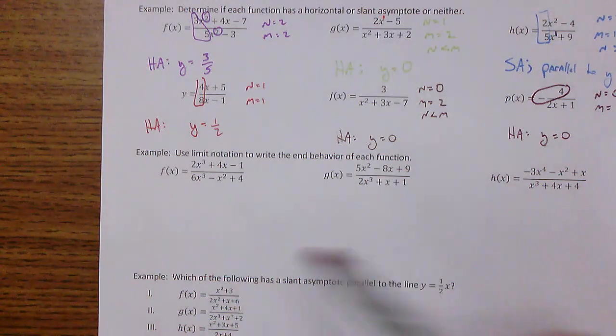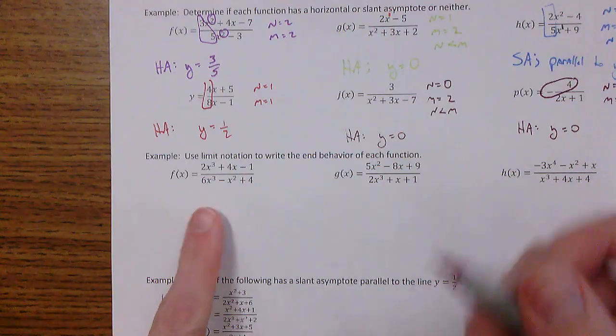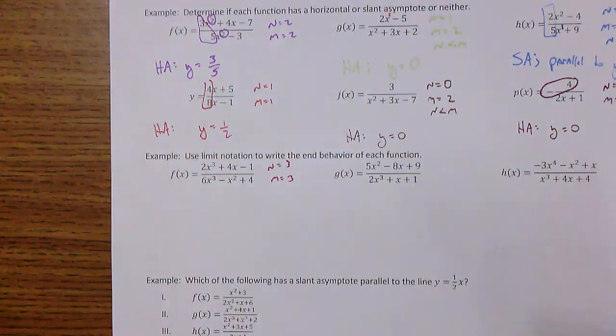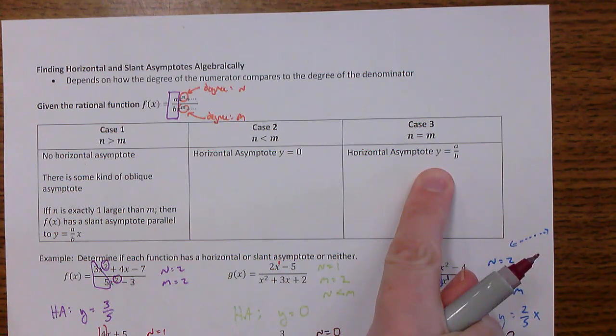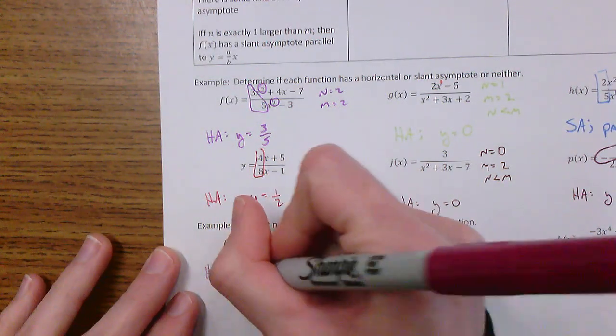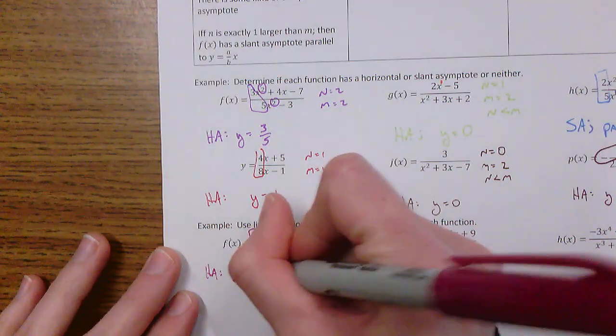So this whole chunk right here is all about asymptotes. The first thing that we're going to do is figure out what my asymptotes are for these. So for this one, n is 3, m is 3. So that means I have a horizontal asymptote at y equals the ratio of our coefficients. So my horizontal asymptote is at y equals 2/6 or 1/3.